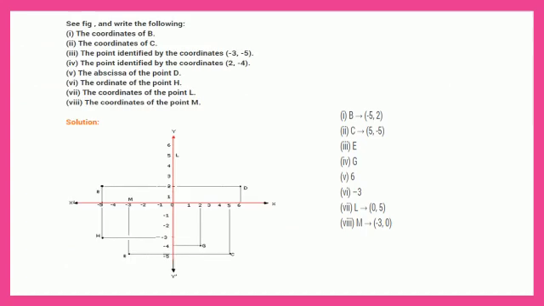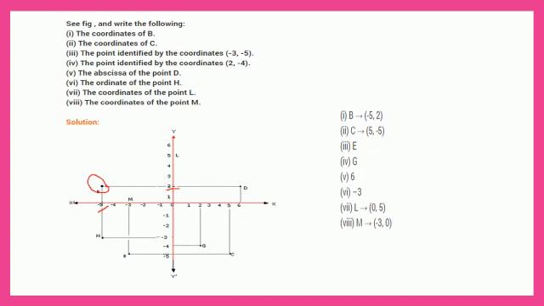Second question, see the figure and write the following. Here, 8 subdivisions are there. We have to find out the x point and y point. First subdivision, the coordinates of B. Here, B is there. The x point is minus 5 and the y point is 2. So the answer is minus 5 comma 2.